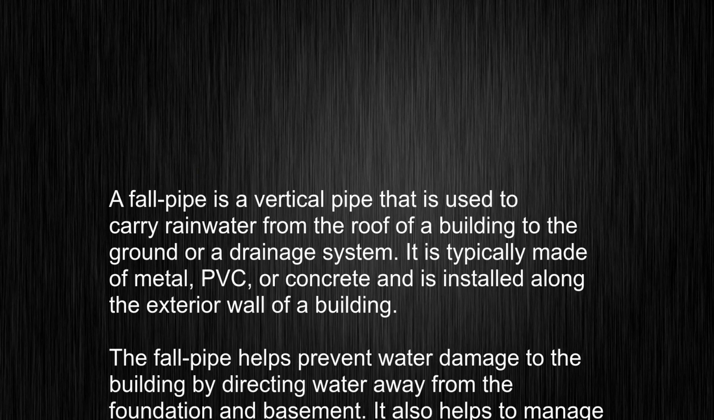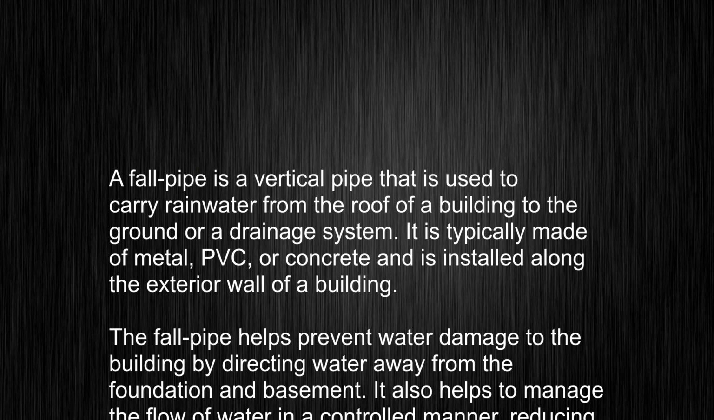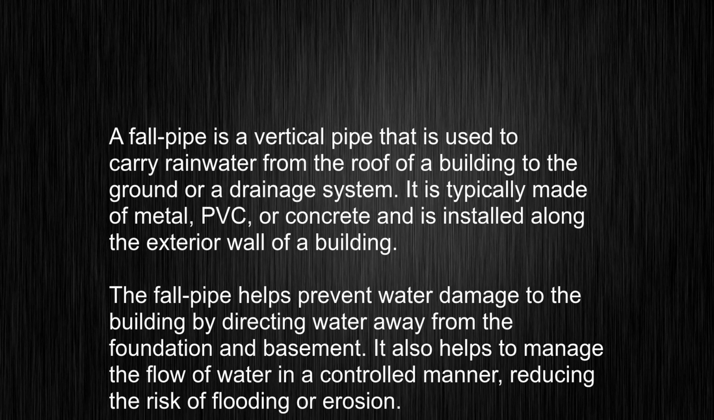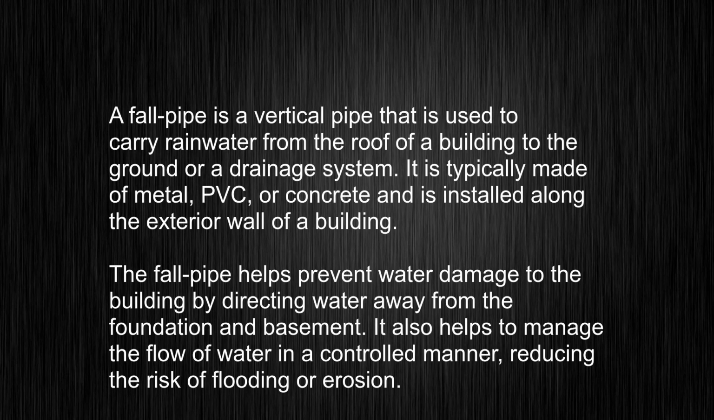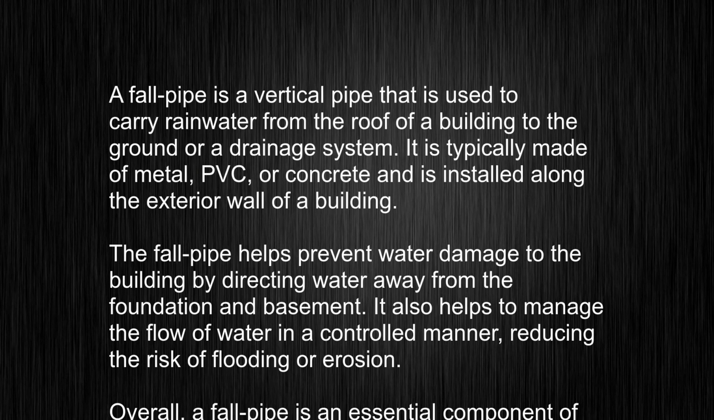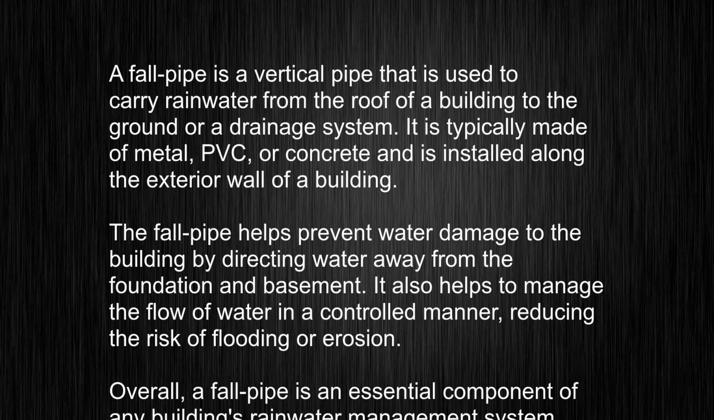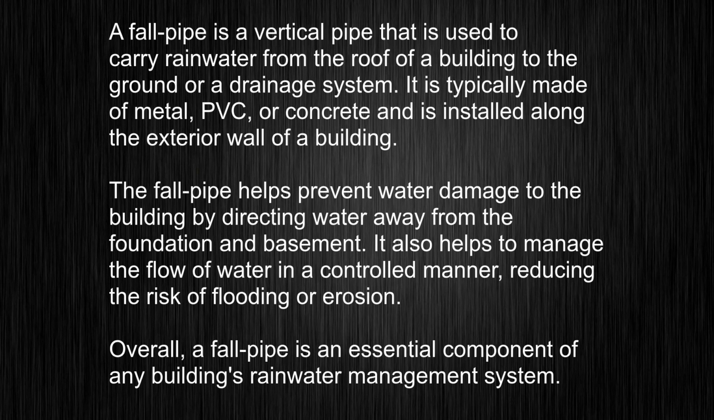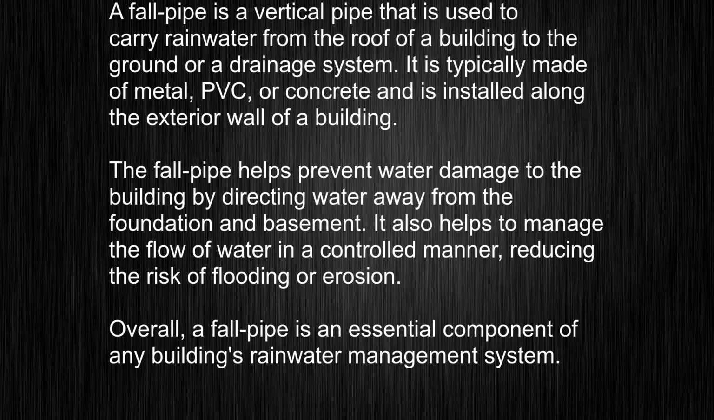A fall pipe is a vertical pipe that is used to carry rainwater from the roof of a building to the ground or a drainage system. It is typically made of metal, PVC, or concrete and is installed along the exterior wall of a building. The fall pipe helps prevent water damage to the building by directing water away from the foundation and basement.